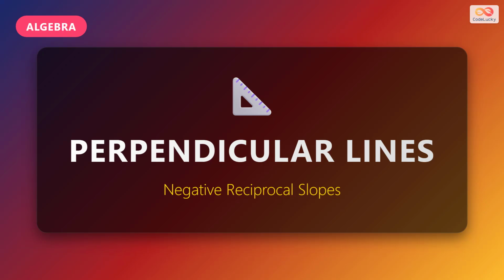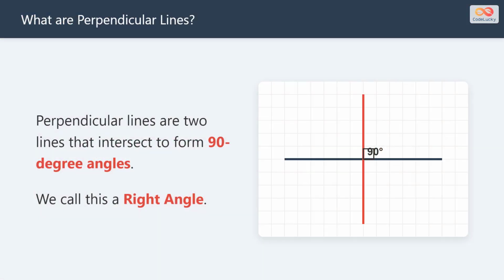Welcome to this lesson on perpendicular lines and negative reciprocal slopes in algebra. By the end of this video, you will understand exactly how the slopes of perpendicular lines are related and how to calculate them. First, let us define what perpendicular lines actually are. They are simply two lines that cross each other to form a perfect 90-degree angle, also known as a right angle. This specific type of intersection is fundamental in geometry.